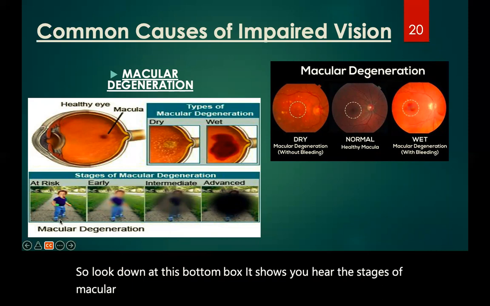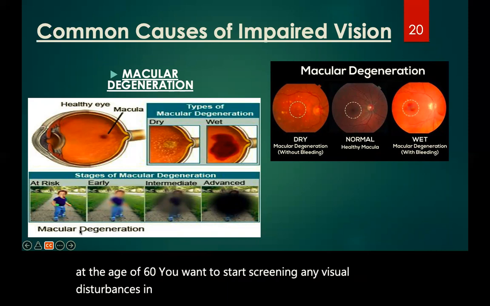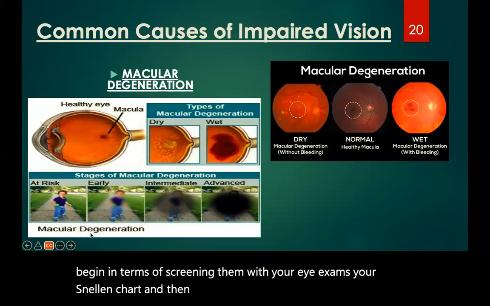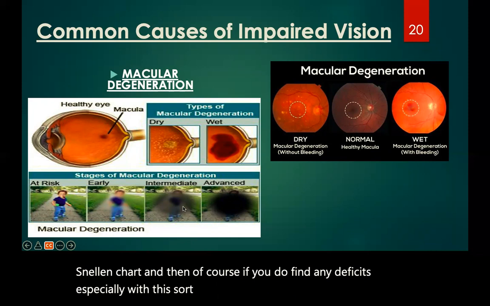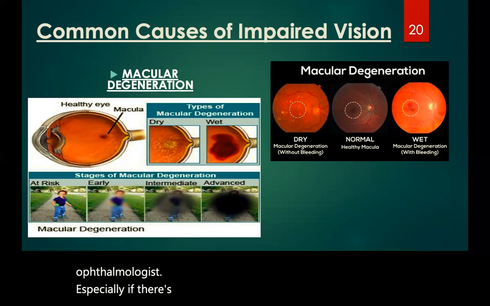Remember, at the age of 60, you want to start screening any visual disturbances in your patients. And if they do say it, you know exactly where to begin in terms of screening them with your eye exams, your Snellen chart. And then, of course, if you do find any deficits, especially with visual issues, you want to refer them immediately to an ophthalmologist, especially if there's any history in their family of that.